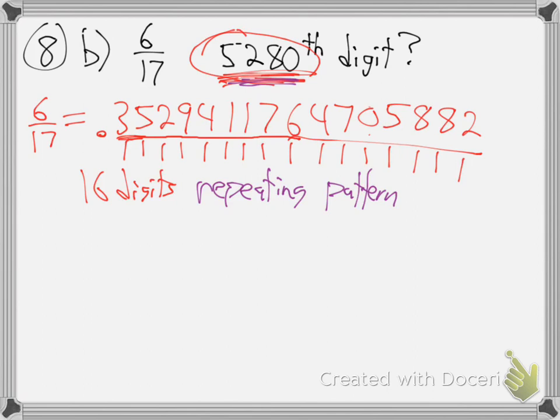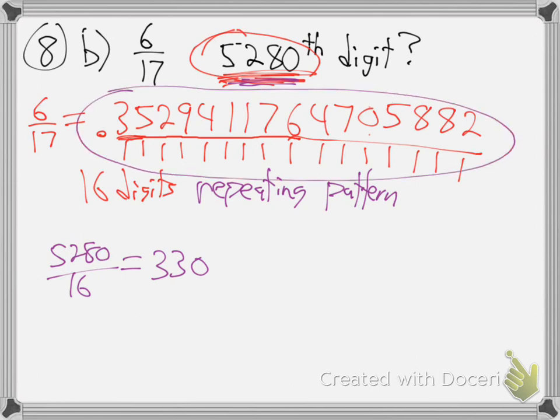So take your calculator and take 5,280. I don't think it'll be clean. 5,280 and divide by 16. What does the calculator tell you? 330 with like a decimal point. Oh, just right on the money? 330 like bang on the money? Oh, well that's super convenient. So what does that mean? That means there's exactly 330 of these to get out to the 5,280th digit.